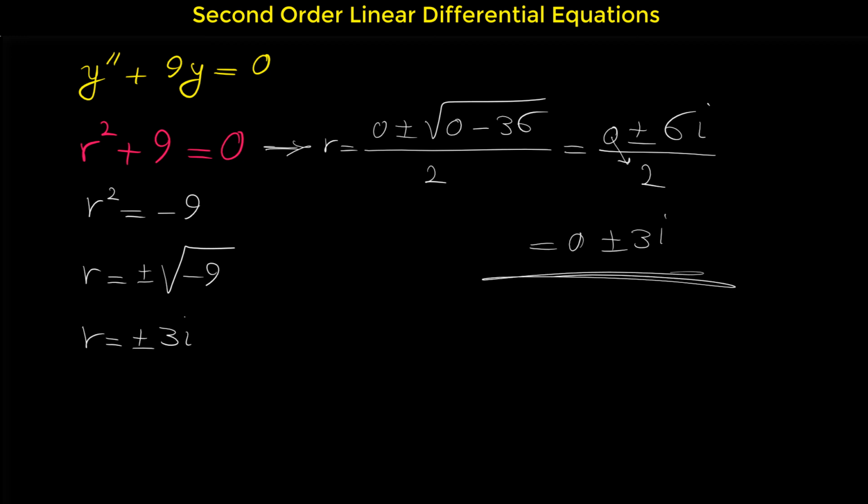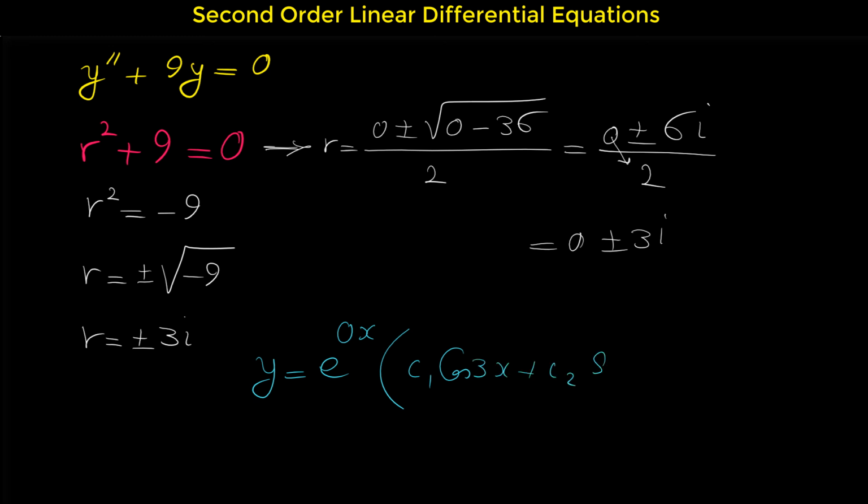Finally, after we find r, because we have complex roots, the solution is y equals, if you remember, e to the ax. But what is a here? a is 0. So e to the 0x times c sub 1 cosine of bx, b is 3, plus c sub 2 sine of bx, b is 3. Because e to the 0 is 1, it's better not to write this and write the answer in this shorter, better form: c sub 1 cosine of 3x plus c sub 2 sine of 3x.